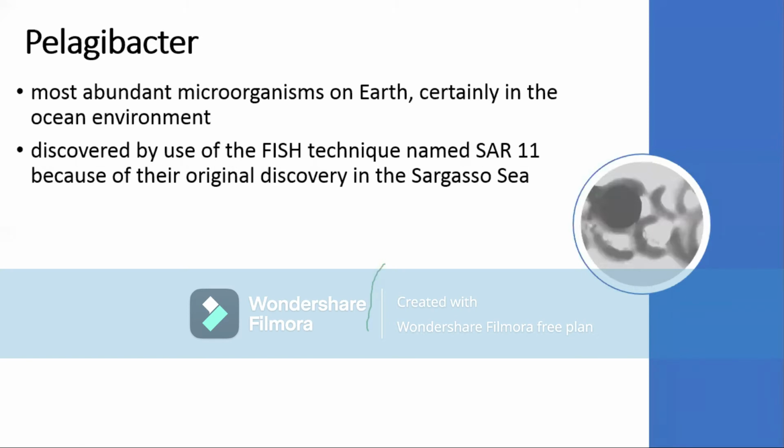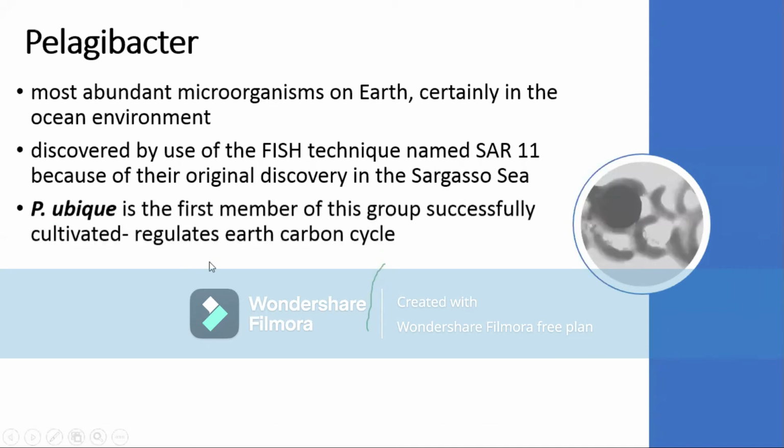And I told you that there are different bases for naming. One example is this Pelagibacter SAR11. One member of this particular group, Pelagibacter, एक species है इसकी, that is known as Pelagibacter ubique.